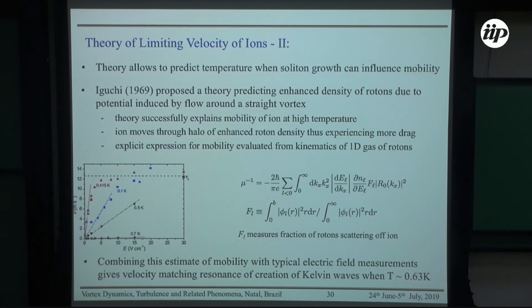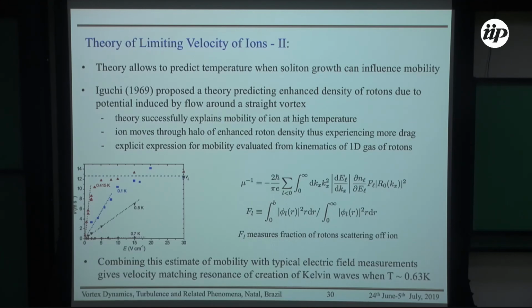And then just to go a little further, the theory also allows us to predict the temperatures at which the solitons will begin to grow and start pushing the ion off the central axis of the vortex. If we tie these results with a theory developed quite some time ago by Iguchi, the band roton theory, which says that you have a halo of rotons trapped around the vortex, then you can calculate analytically or semi-analytically the mobility of the ion due to these band rotons, because you can obtain explicit expressions for the energy of the band rotons and the number density of the band rotons. The basic theory involves a parameter, which they call FL, that tells you the fraction of rotons that can interact with an ion.